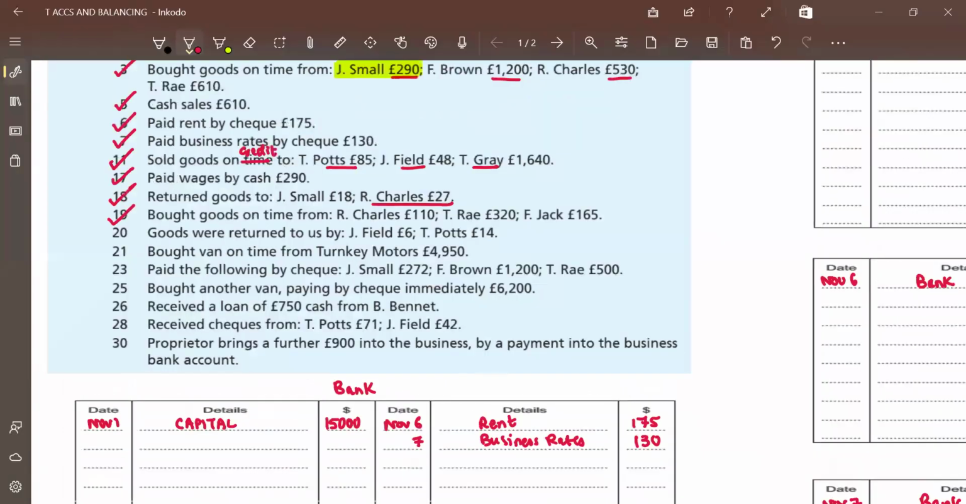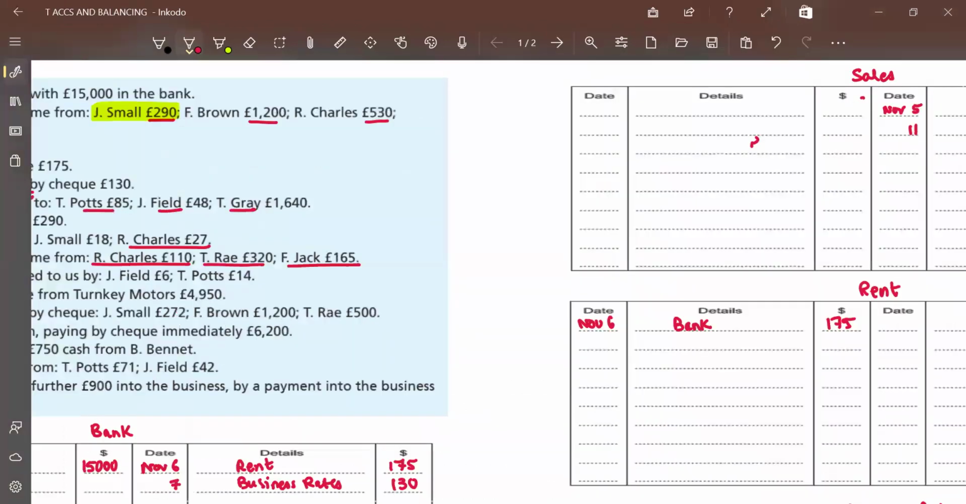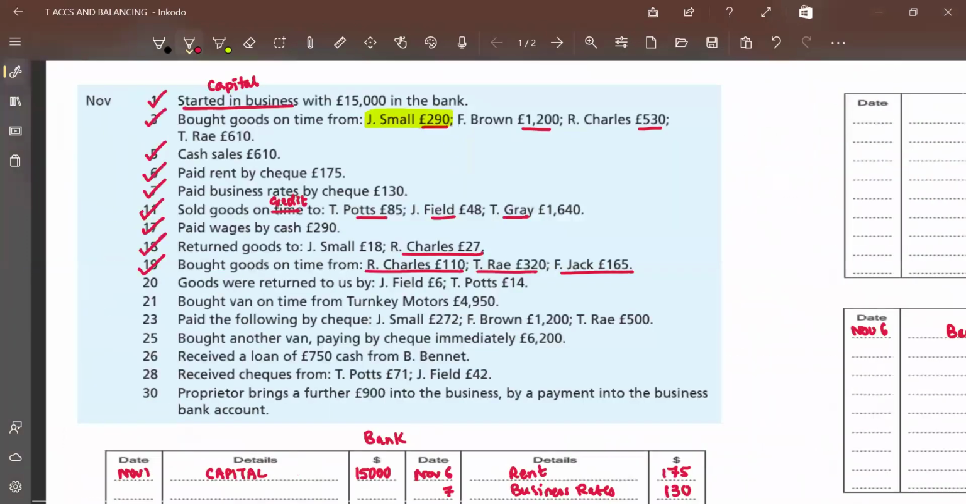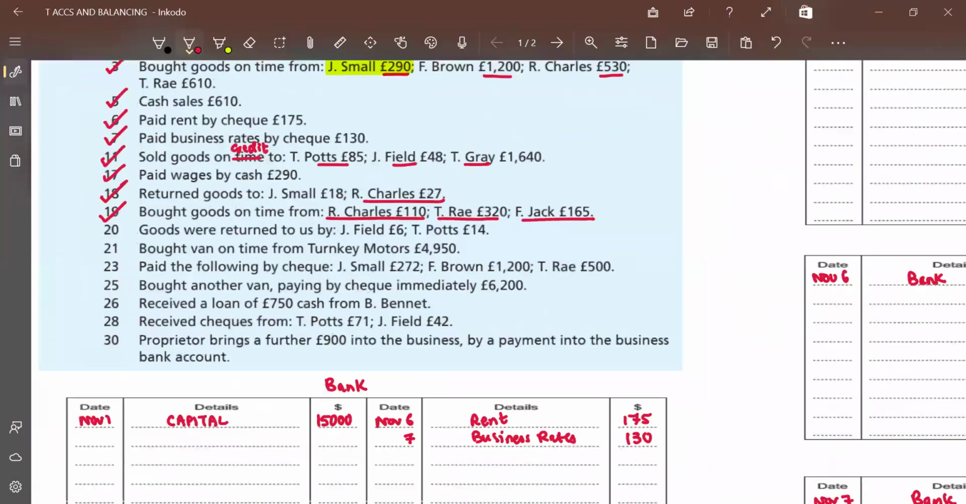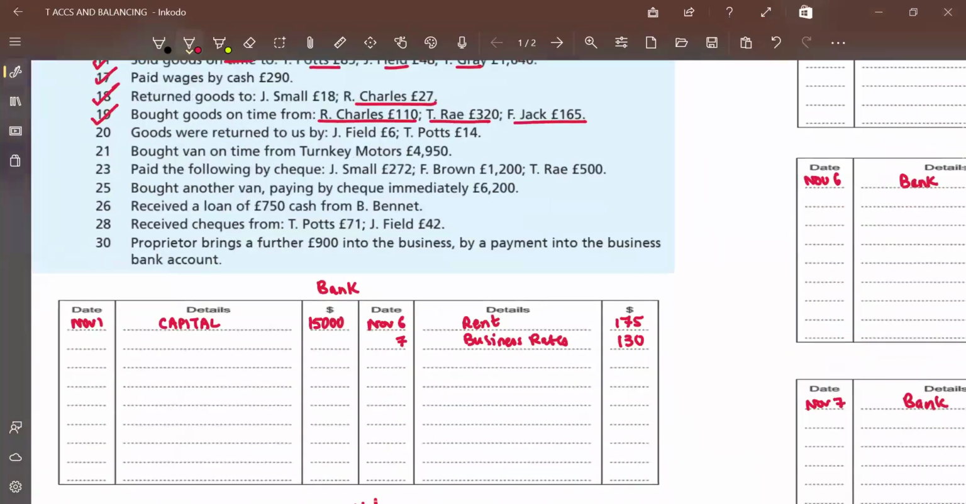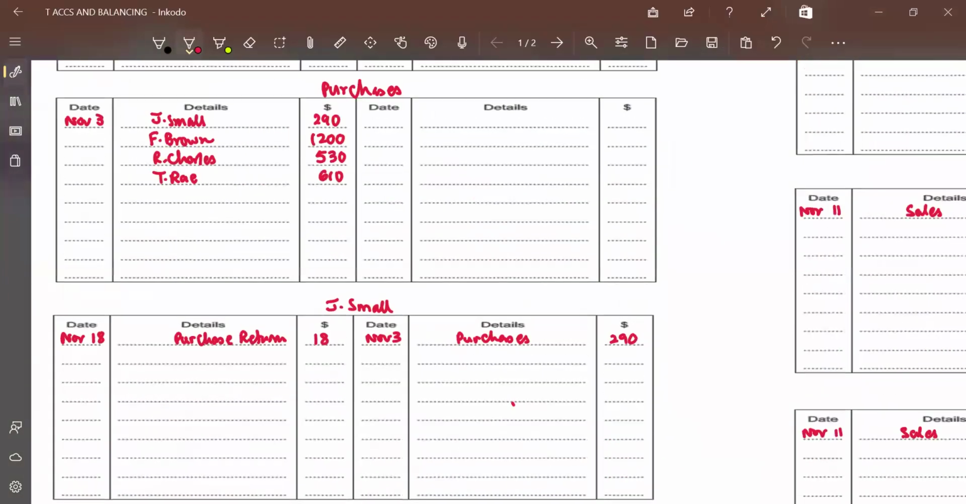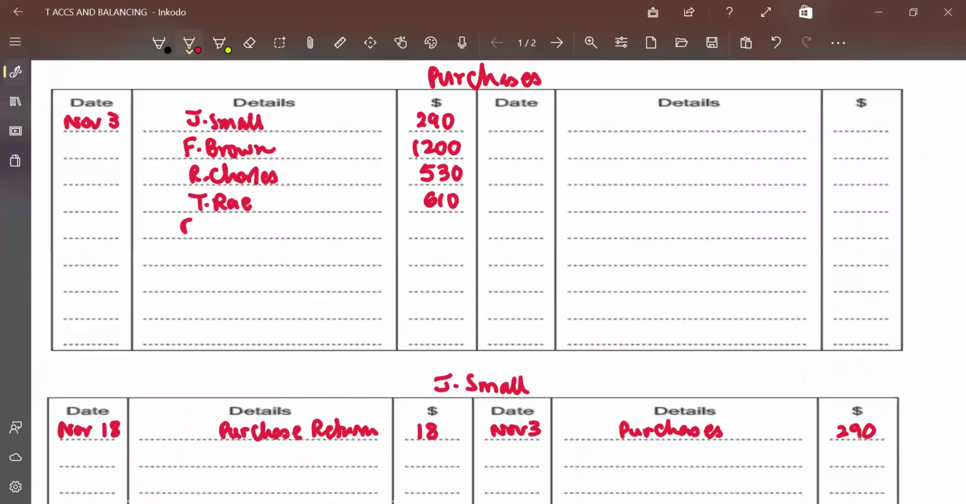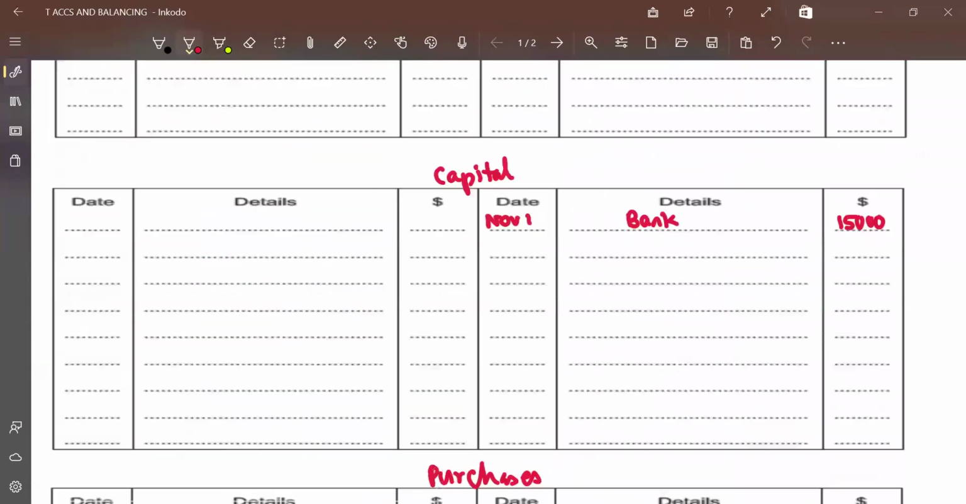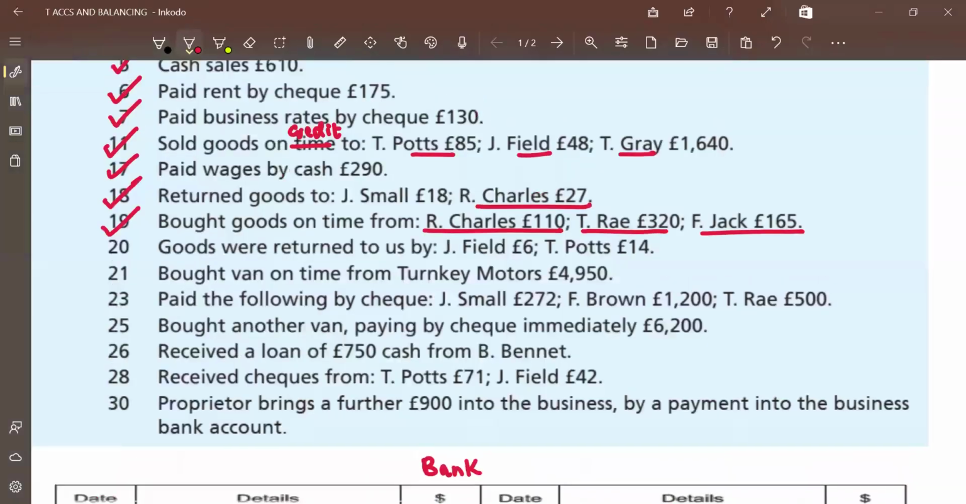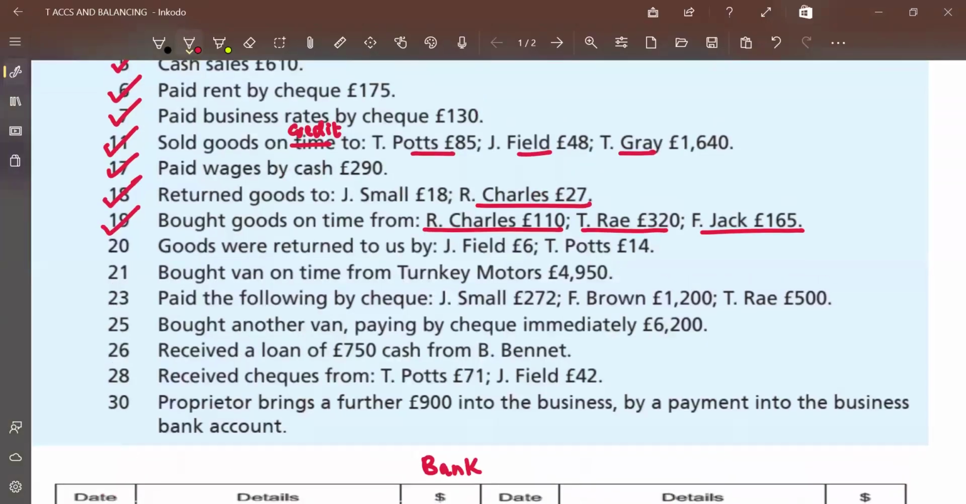Next is bought goods again from R Charles, T Ray, and F Jack. So I'm going to debit my purchases account. Let's go to the purchases account and debit R Charles, T Ray, and F Jack. And the amounts are 110, 320, and 165.